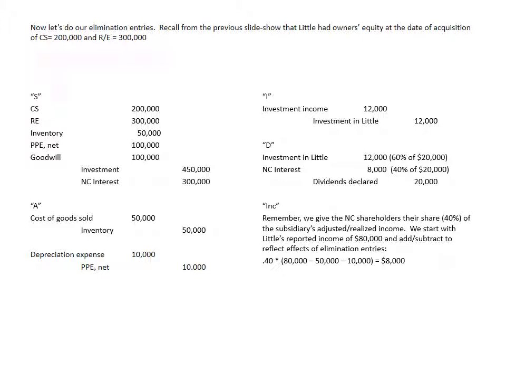So our adjusted income is the $80,000 that's reported, minus $50,000 minus $10,000, or 80 minus 50 minus 10 is $20,000. So their adjusted income is $20,000. The non-controlling shareholders get 40% of that, or $8,000. And so the income to the non-controlling interest, $8,000, and the credit to the non-controlling interest, $8,000.